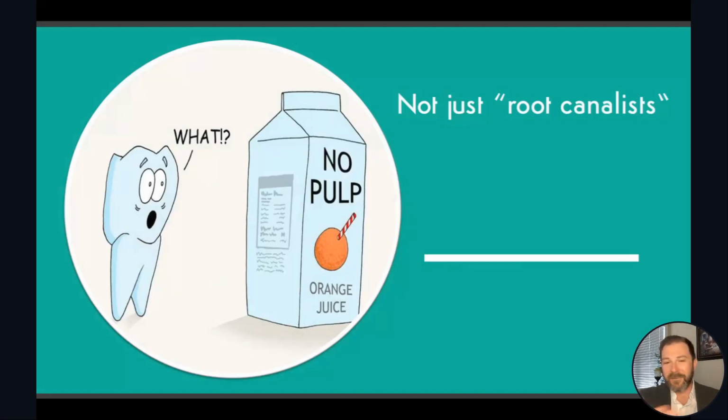So again, I want to highlight this drawing here. This artwork is from John Searbu. He's an Iowa grad. Was a couple years below me, and he does some really awesome dental cartoons. So a little plug for John. But I think this is great. What? No pulp in the orange juice.